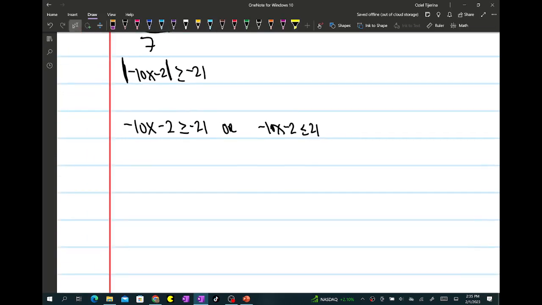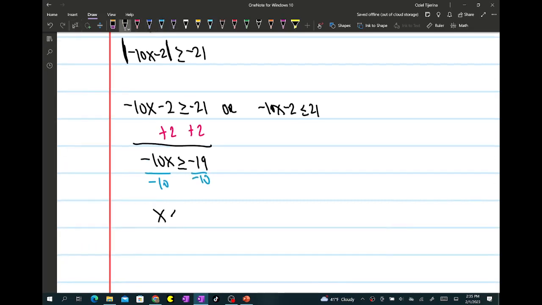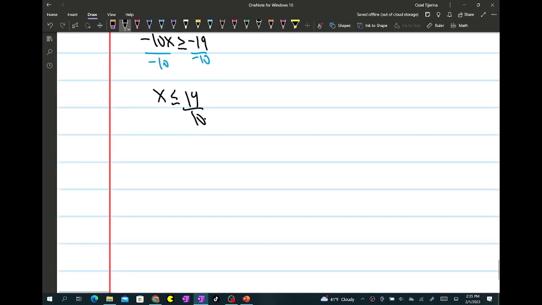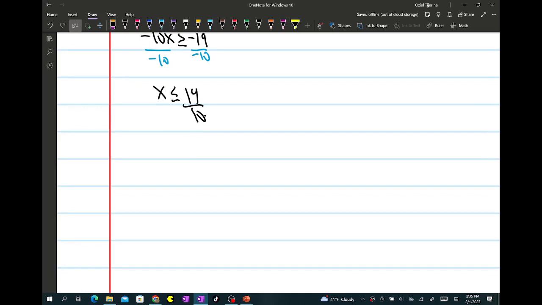Okay, so then we're going to go ahead and solve both of these for x, right? So we have -10x is greater than or equal to -19. And then we're going to divide both sides by -10. And we're going to get x is less than or equal to, because we're going to switch the inequality symbol, 19 over 10, right? And I believe that's like 1.9. So x is less than or equal to 1.9.